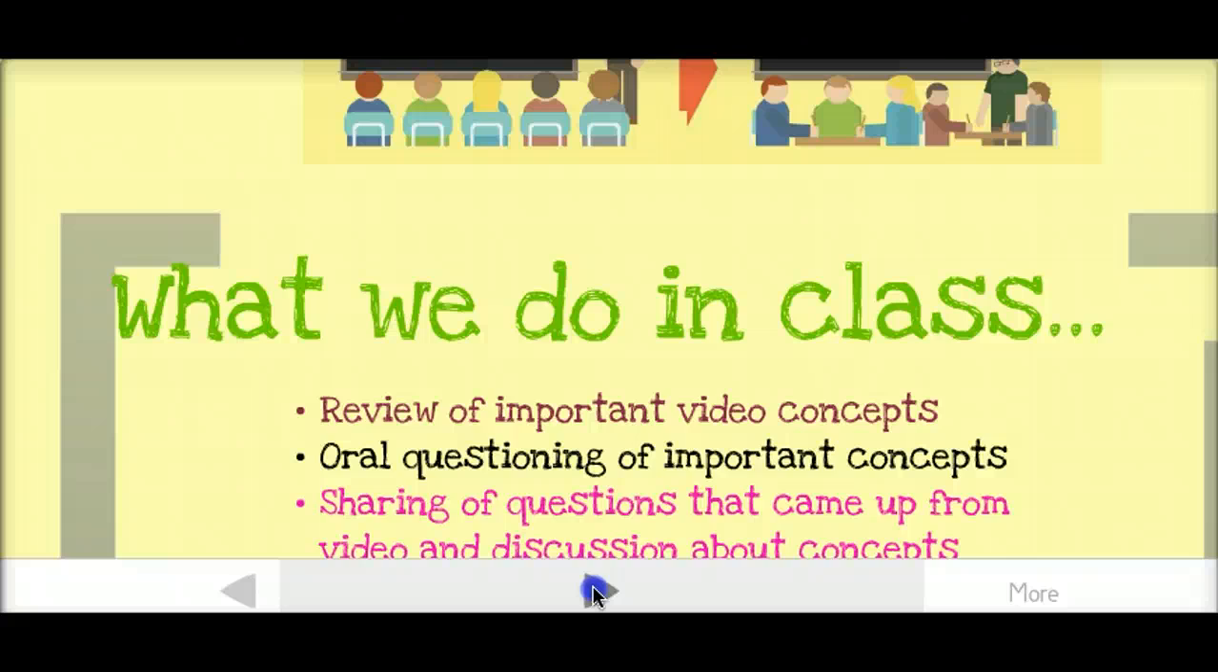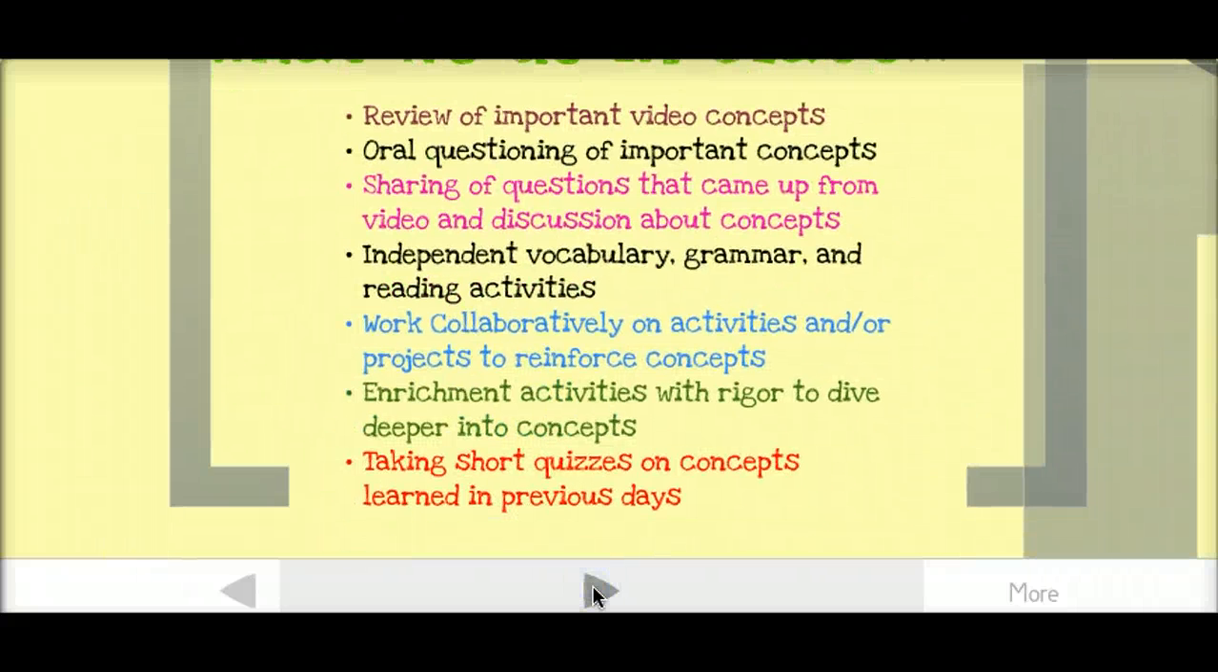So what will we do in class? In class, we'll do several different things throughout the school year. There'll be a review of important video concepts. We'll have oral questioning of important concepts, sharing of questions that came up from the video, and discussion about concepts. You'll be working on independent vocabulary, grammar, and reading activities. You will work collaboratively on activities and/or projects to reinforce concepts. You will do enrichment activities with rigor to dive deeper into concepts, and you'll take short quizzes on concepts learned in previous days.